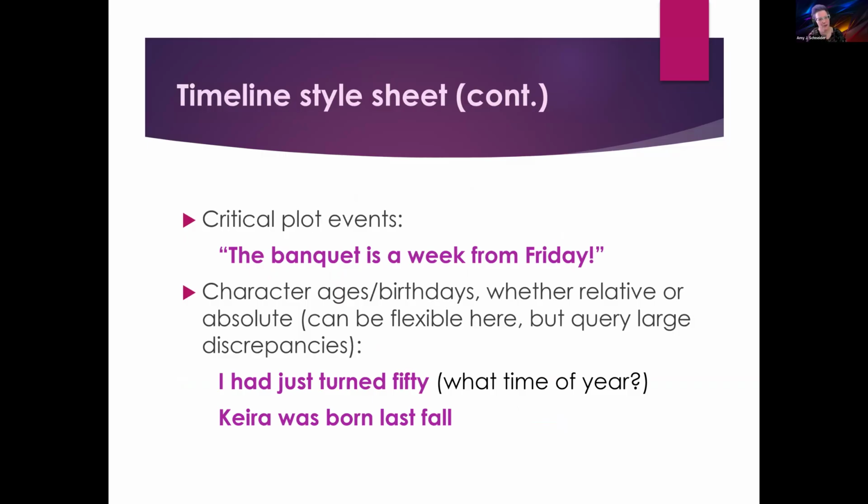You can't be 35 in June and then 36 in October and then 37 in January. I had one novel where a character's birthday was in 3 different months and the entire plot was tied around her birthday. So, any references to those ages or times, definitely keep an eye on those, keep track of them, and query any discrepancies.